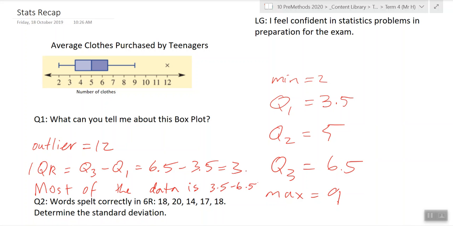Obviously you can't buy half a piece of clothing, otherwise you're getting ripped off at the shop. Crop top. And they charge so much money for such a small amount of material. It's ridiculous.